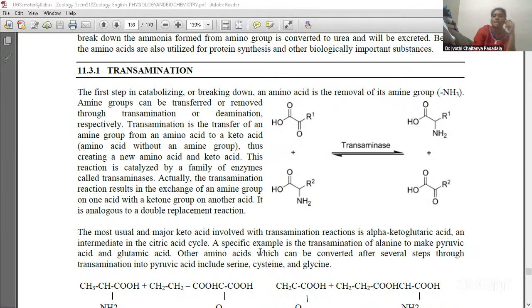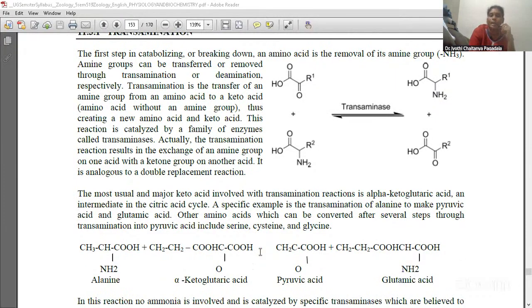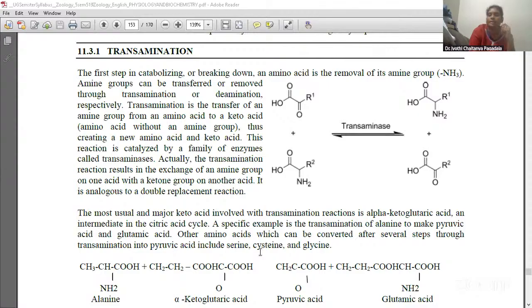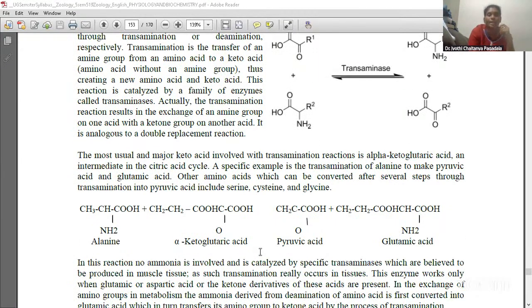Here we have a specific example: the transamination of alanine to make pyruvic acid and glutamic acid. On the other hand, amino acids which can be converted after several steps through transamination into pyruvic acid include serine, cysteine, and glycine. Here you can see the structure of alanine, CH3, COOH, and CH2, CH2, COOH, and COOH. And here you can see the alpha ketoglutaric acid, pyruvic acid, and glutamic acid.